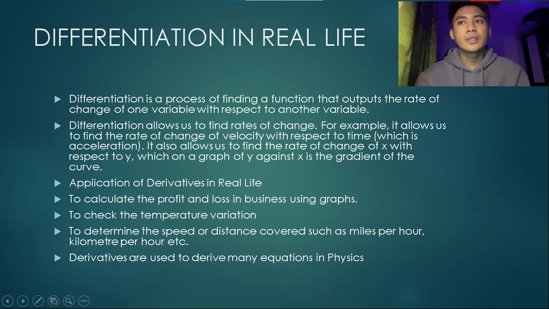Differentiation in real life. Differentiation is a process of finding a function that outputs the rate of change of one variable with respect to another variable. Differentiation allows us to find rate of change. For example, it allows us to find the rate of change of velocity with respect to time, which is acceleration. It also allows us to find the rate of change of y with respect to x, which on a graph of y against x is the gradient of the curve.